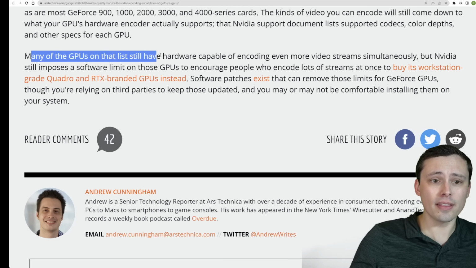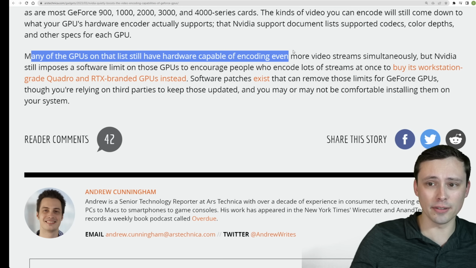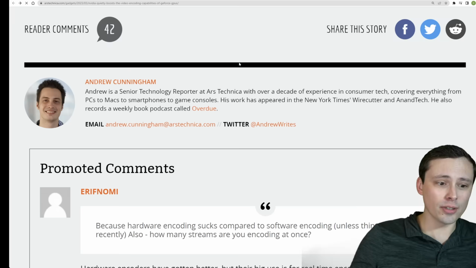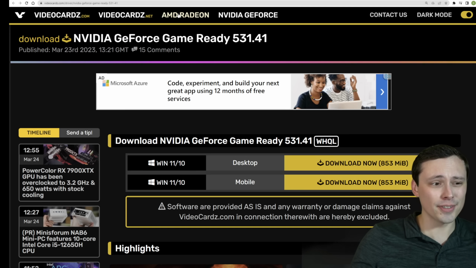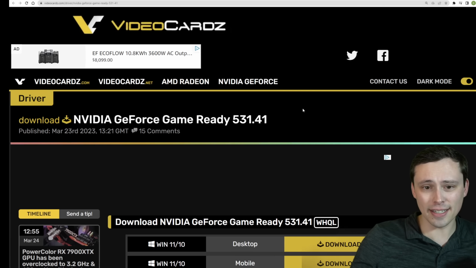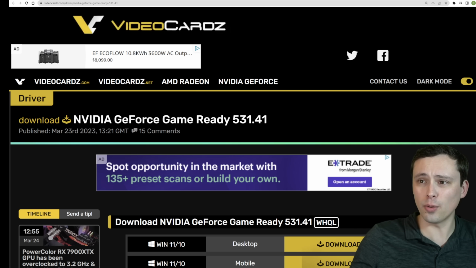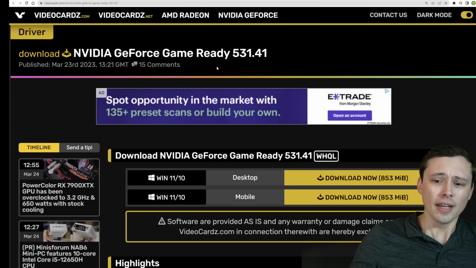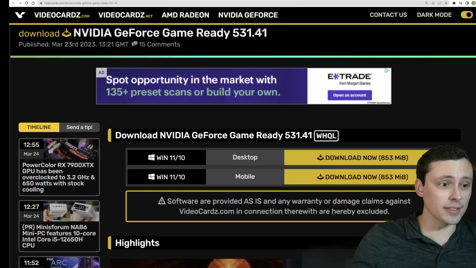However, there have been third-party tools for removing these limits for a long time. But those third-party tools are, well, third-party tools. Not everybody wants to install that kind of thing. But it looks like it was quietly increased to, I think, 5 live streams on NVIDIA GPUs. Now, a lot of people don't need that, but some people do, and this is good news.